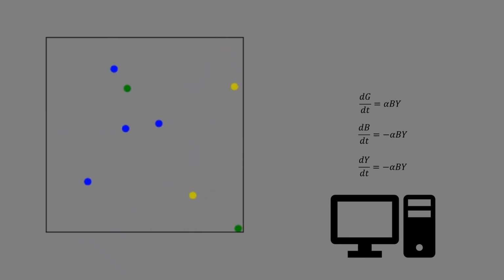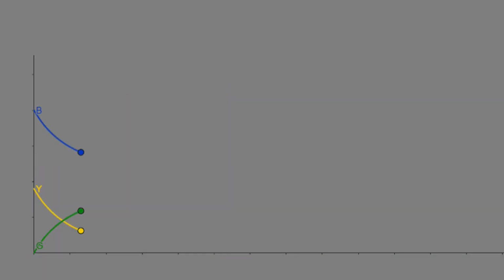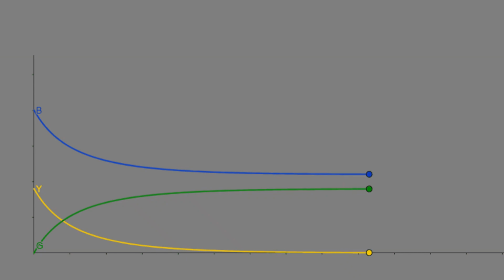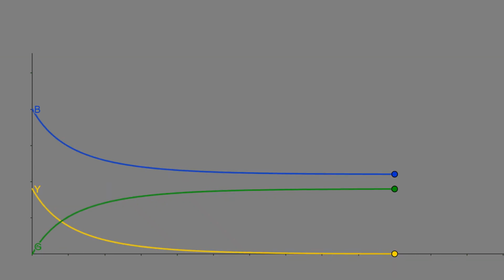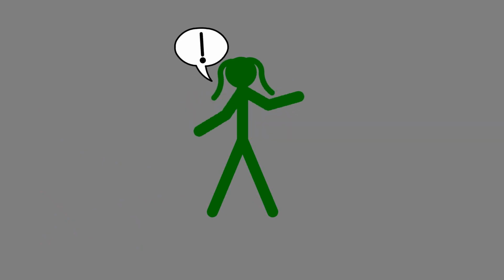Time to have a look at the predictions of our model. We can see that the blue and yellow proteins get used up at the same rate, as is to be expected from the model. And once the yellow protein runs out, then the green protein can no longer be formed. We bring our results back to Barbara, but she isn't impressed.